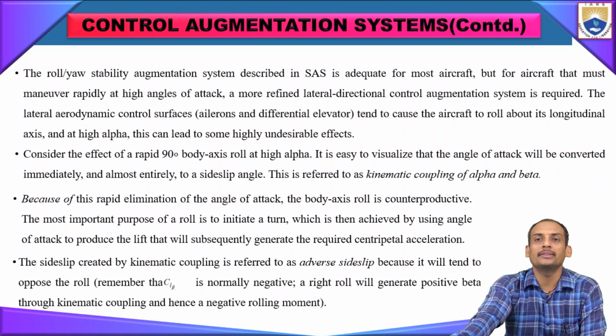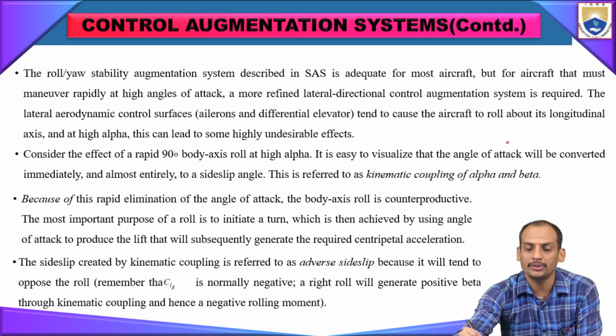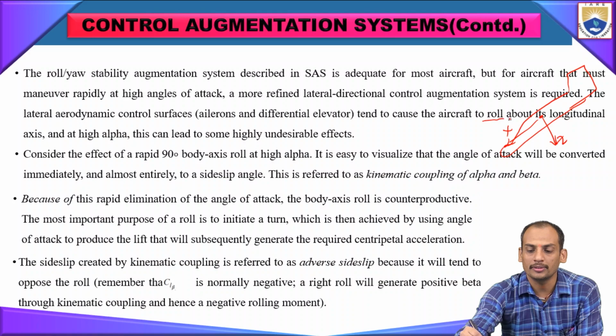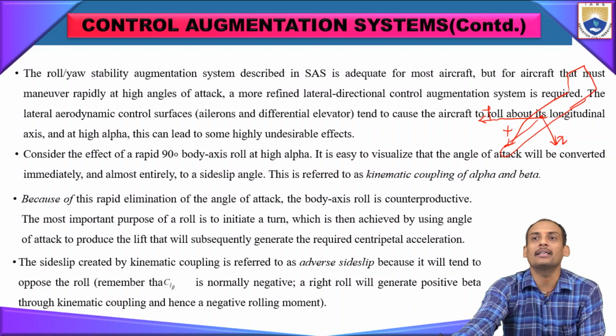These tend to cause the aircraft to roll about an axis which is defined with respect to the body axis of the system. If you see the body axis system again for your reference, suppose this is the aircraft model. Here downward is the z axis, forward is the x axis, and the pitching moment is about the y axis. This is the body axis system used for every aircraft.